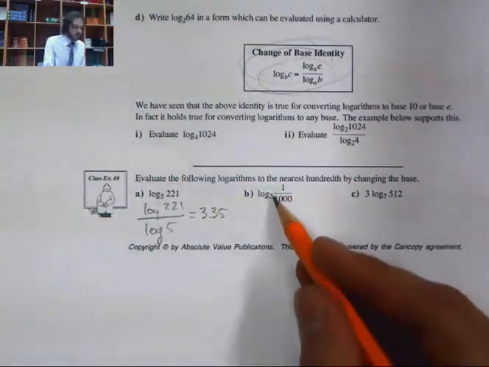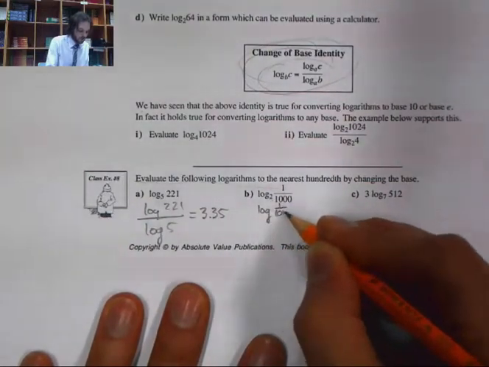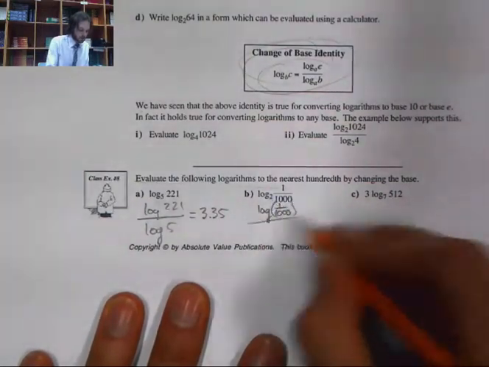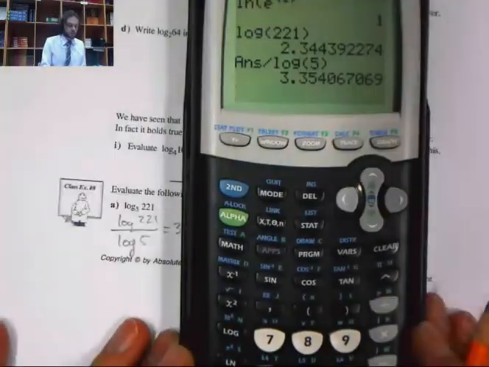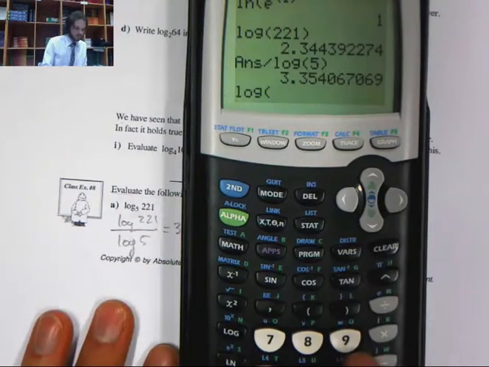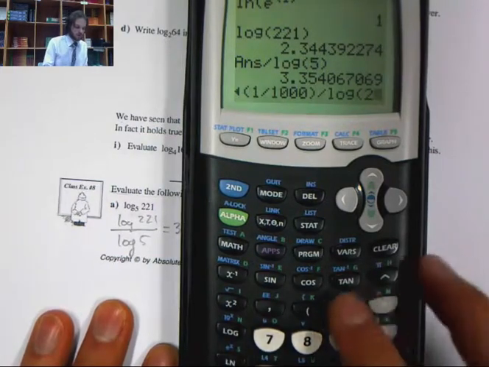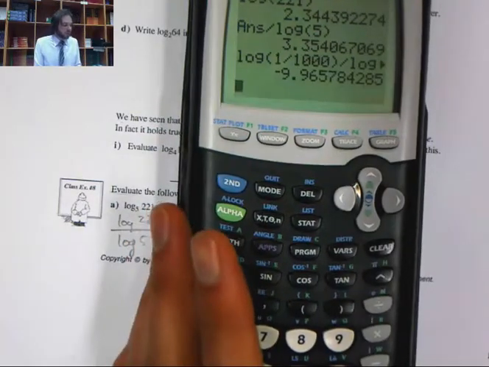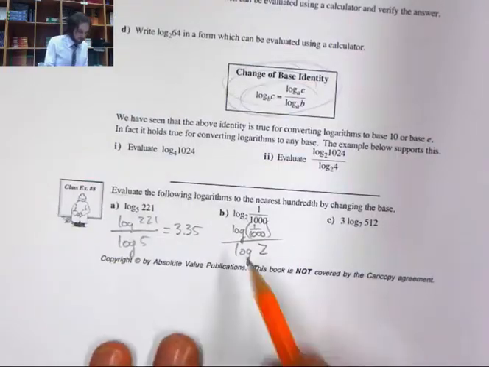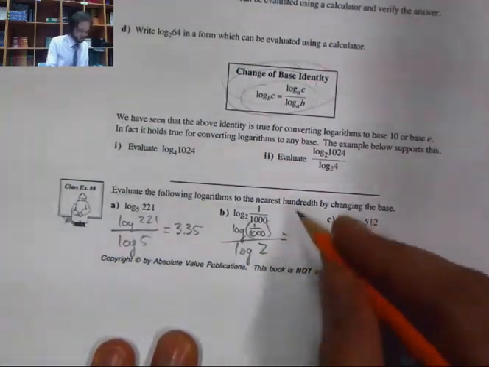Okay, the next one here is base 2. So we want log 1 over 1,000 divided by log 2. So let's try that out. We want log 1 divided by 1,000, and then we want to divide that by log 2, because we always put the base on the bottom and the main number on top. And I get negative 9.97.